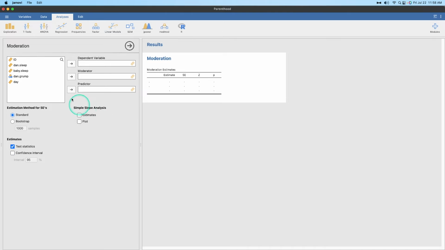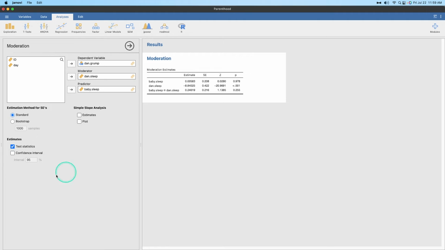What I want to predict is the amount of grumpiness Dan has, so that's my DV, and we're going to predict it from the amount of baby sleep that Dan gets. Now it's not going to give me any model information because we're missing the moderator, and my moderator is going to be Dan's sleep. So again, it's going to see what happens to the relationship of baby sleep to Dan grumpiness level when Dan gets a lot of sleep versus when Dan gets not a lot of sleep, plus or minus one standard deviation. So we're going to plop that in there, okay?